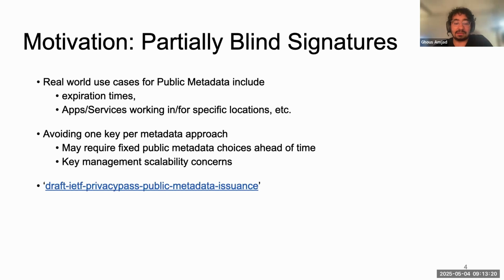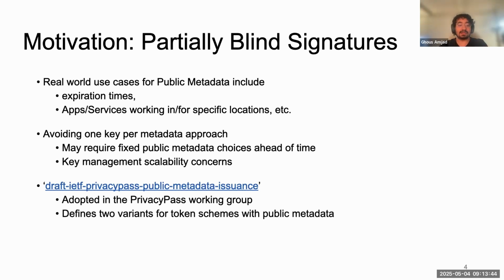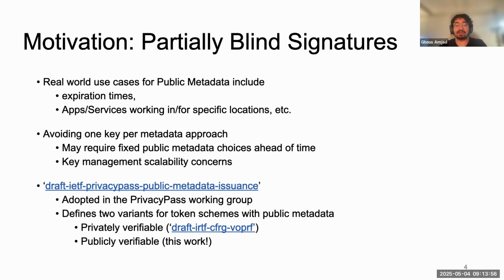Finally, there are work streams already in place to build real-world architectures that rely on partially blind signatures in the IRTF Privacy Pass Working Group. The scheme in our work is basically one variant that fulfills a requirement of Privacy Pass, so it was adopted by the Privacy Pass draft. The Privacy Pass draft mentions 2 flavors of schemes with public metadata. One is the privately verifiable scheme, where only the party holding the signing key can verify. And one is the publicly verifiable variant, where anybody with a public key can verify a signature. And our work falls on that side of the draft.